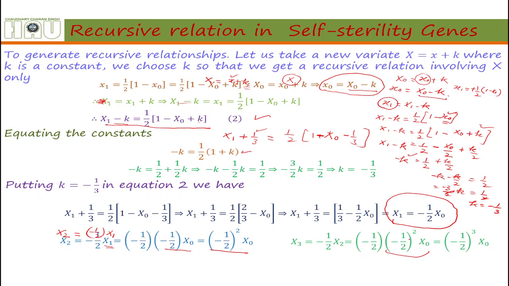Because for recursive relationships, we always try to develop a relationship in such a way that the frequency in the nth generation can be expressed as the frequency of the initial generation. So this is minus 1 by 2 x0. If we keep going on like this, then ultimately in the nth generation, xn can be written as minus half raised to power n times x0.